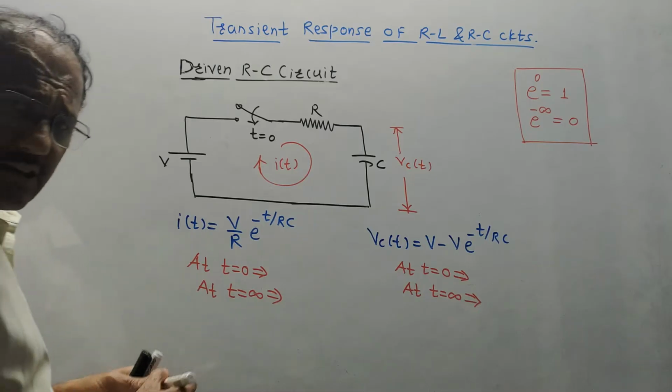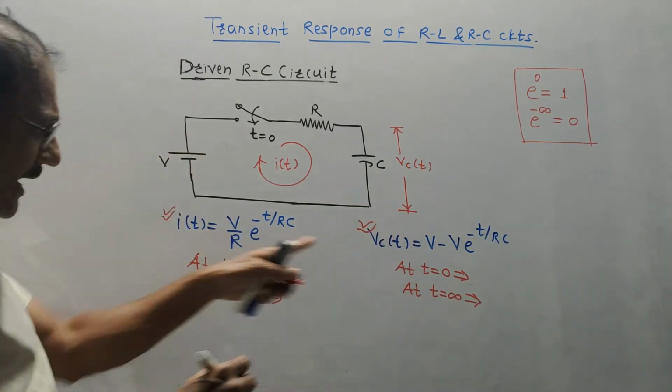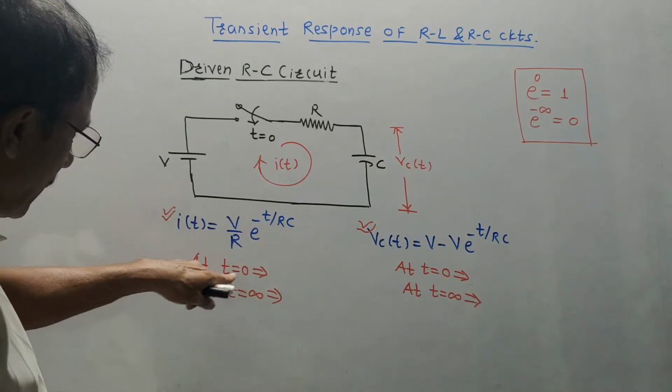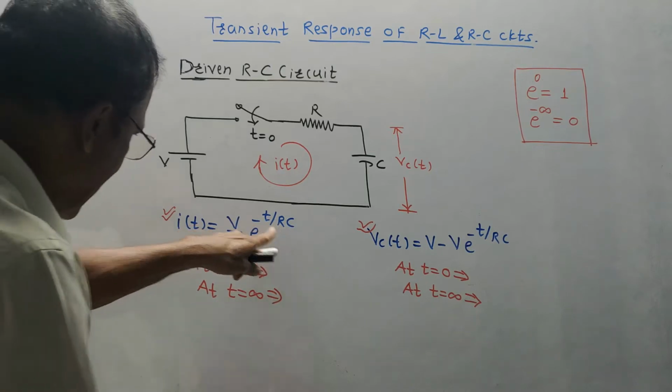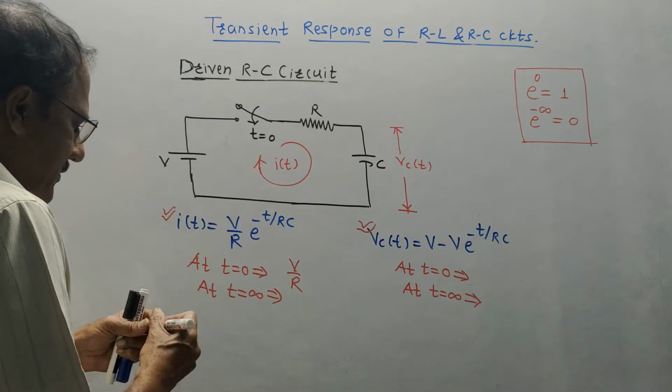Now like the previous derivations, you just need to memorize these two equations, the current and the equation of Vc of t. Same technique: at t equals 0, if you put t equals 0, e raised to 0 is 1, so the answer will be V by R, because 1 into V by R becomes V by R.